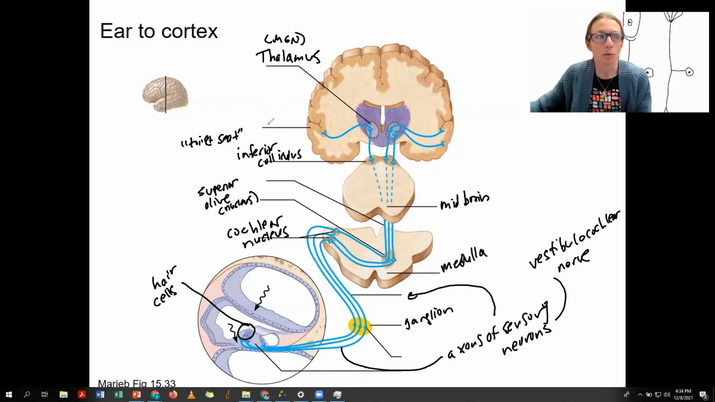From there it goes to the cortex, specifically the primary auditory cortex. This is where it would be perceived. Your thalamus is a relay station. It could decide to not send the information to your primary cortex. Like if you're sleeping, you might not be consciously aware of sounds, even though you're sensing them.